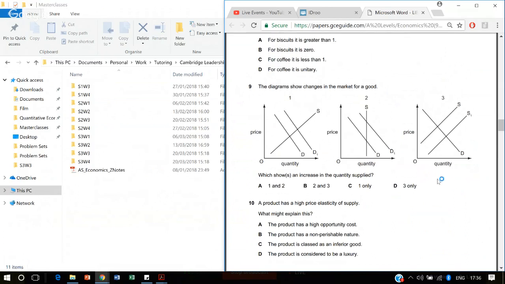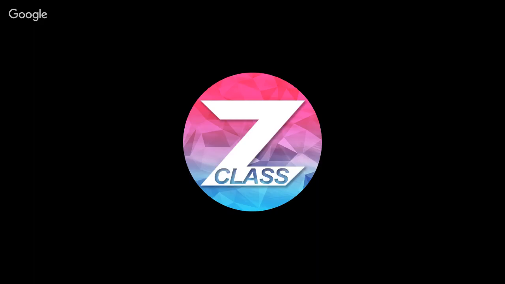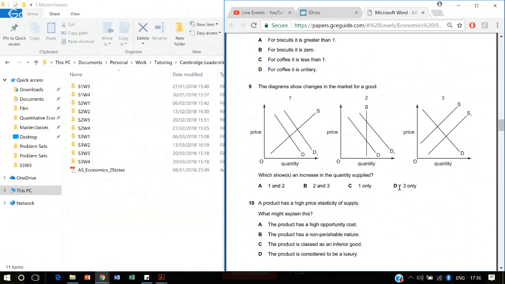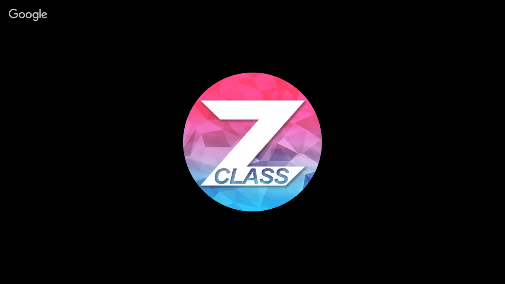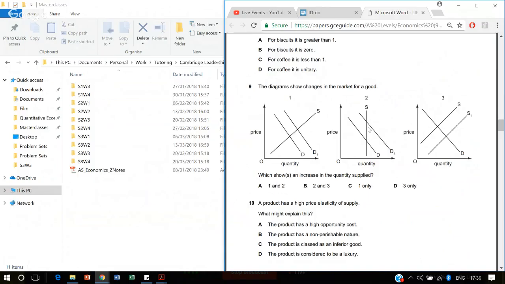I haven't seen something like this before. Is this CIE as well? Yes, this is CIE, it's just a different paper. So I think this is very strange wording, because what they seem to be implying is that an increase in quantity supplied is only a movement along the curve, right? Here, obviously, there's no change in supply. This is a shift of the supply curve. A change in the market for a good which shows an increase in the quantity supplied.